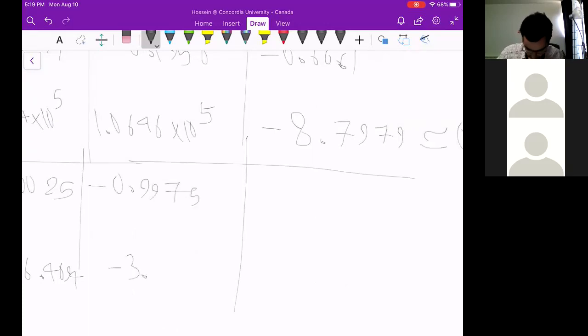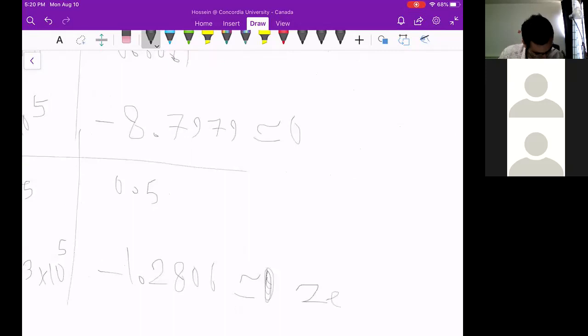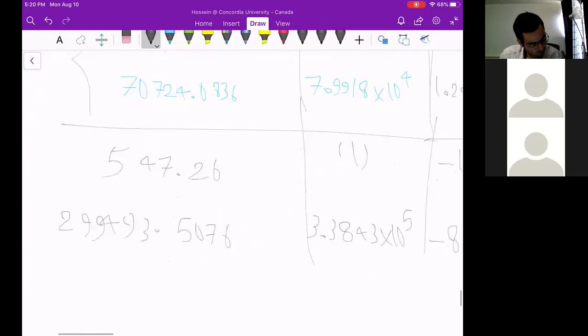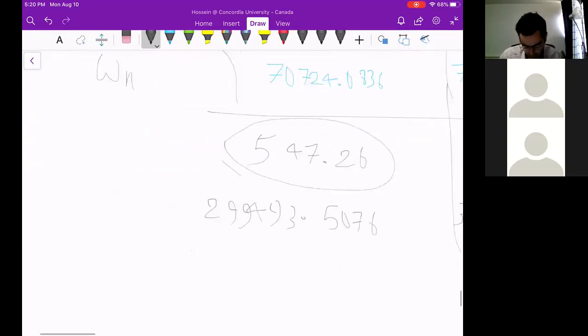minus 3.3843 times 10 to the power 5. Theta 3, theta 4 would be 0.5. The last torque is minus 2806, which is approximately 0. Approximately 0. So therefore you could draw a conclusion that your assumed frequency is this natural frequency. So, second natural frequency.